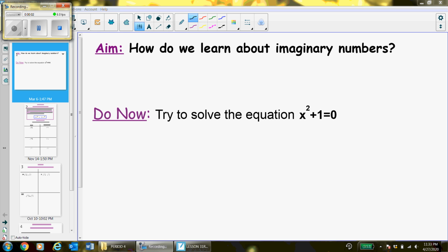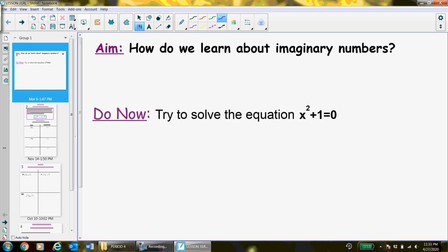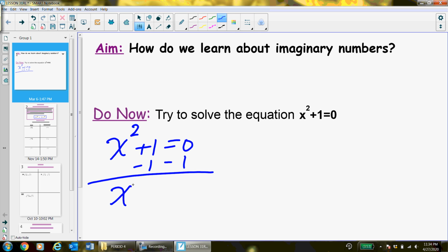Good morning. This is lesson 31, and we're talking about imaginary numbers today. All right, so let's get started with the do now: solving the equation x squared plus 1 equals 0. In order to get x by itself, subtract 1 from both sides, and we have x squared equals negative 1. In order to get rid of the square, we now have to take the square root of both sides.